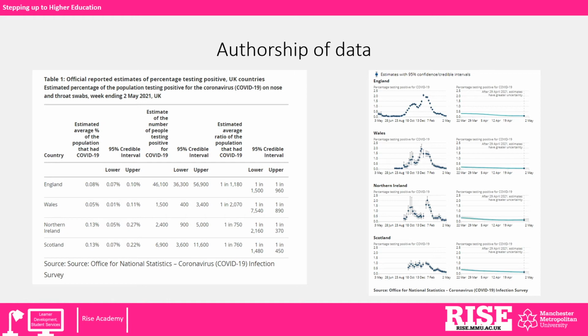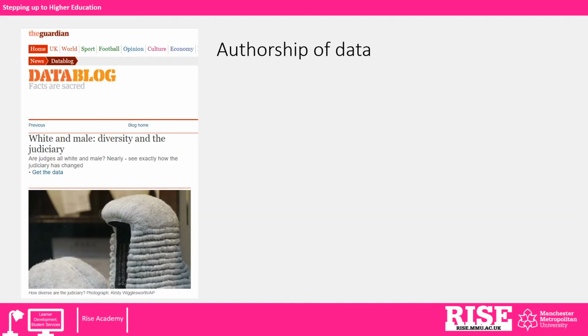However, you may locate data in other source types such as in books and journal articles, and this may be the data from the results of the original research undertaken by the authors of the source of information. However, you may see data presented in sources where the data has been taken from somewhere else, such as in this Guardian article.